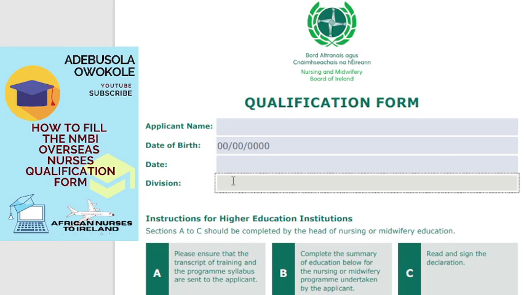Know for sure, the qualification form is not to be notarized. If the name on your qualification form is different from the name you are using to apply to register with NMBI, then you definitely need a proof of change of name, which is a sworn affidavit. A sworn affidavit is not to be notarized as well. This qualification form should be stamped, signed, and dated by the same person of authority that is signing and dating your transcript of training. I hope that is very, very explanatory.